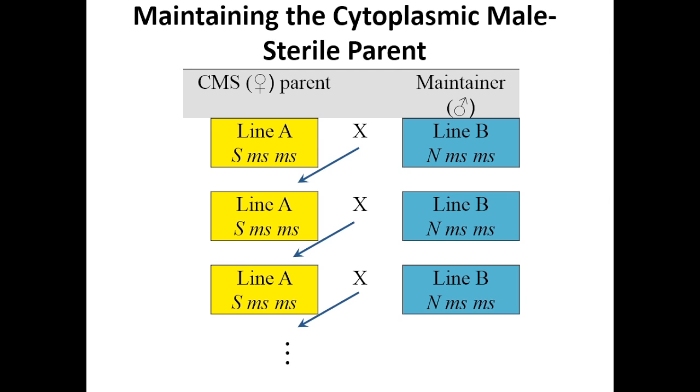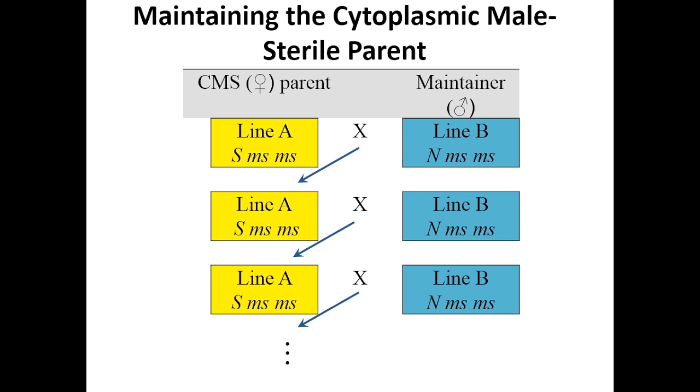how CMS is used to produce hybrid seed. You have to maintain those CMS lines, and you can't self-pollinate them to be able to do that. So you have to always be crossing them to a maintainer line, which is your male parent here. This is the female. Line A is the female. S stands for male sterile cytoplasm. N is normal cytoplasm. These other genes are called restorer genes, which are encoded in the nuclear DNA, and I'll get to those in a little bit.